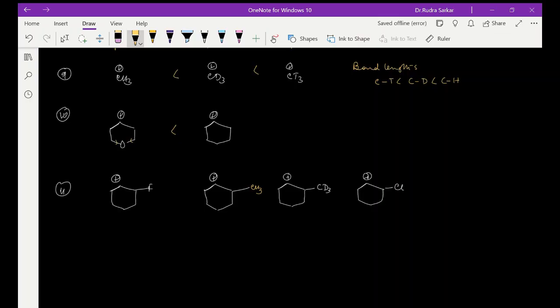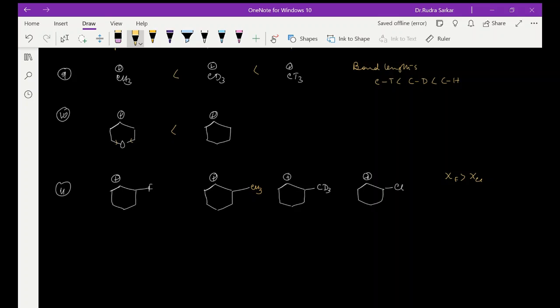The first molecule is having fluorine, the last molecule is having chlorine, out of which we know that chi of fluorine is greater than chi of Cl. So obviously fluorine will be destabilizing the carbocation more than that of chlorine. That means the carbocation 4 will be more stable than that of 1.